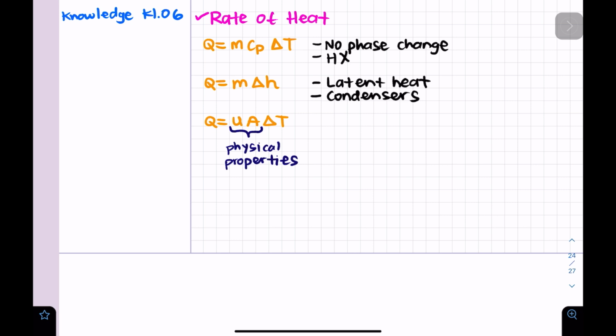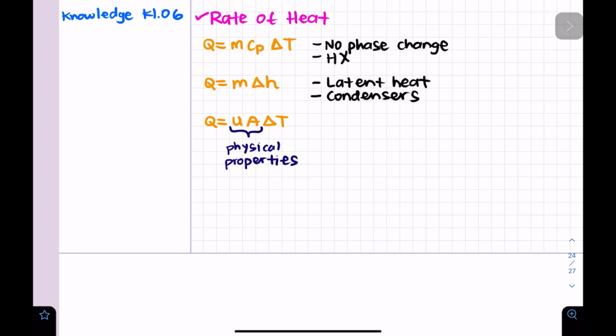But then there's going to come times when latent heat is going to be involved. So when we have a phase change, that's when we will use this one. And usually this one gets to be used when we have condensers and stuff like that.